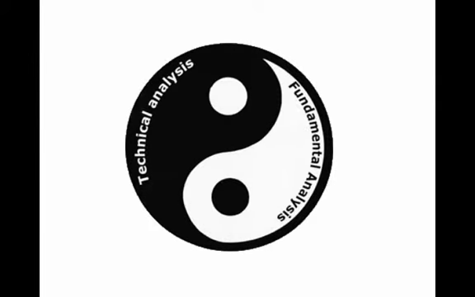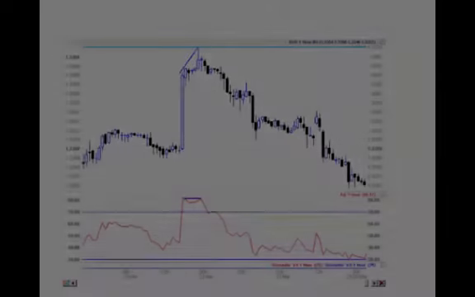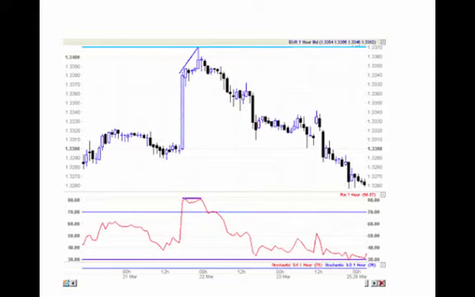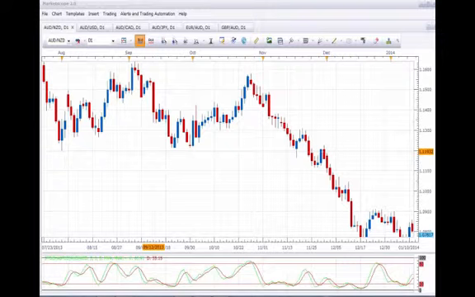Technical analysis and fundamental analysis go together like yin and yang. There are times where you'll be following along in the currency pair that you've chosen, and you can see that the currency is on a downward movement. And all of a sudden, there's this major spike in your stochastics, or you may even be able to see it in your Japanese candlesticks. Now, these spikes can be caused by macro events that occur in the market.